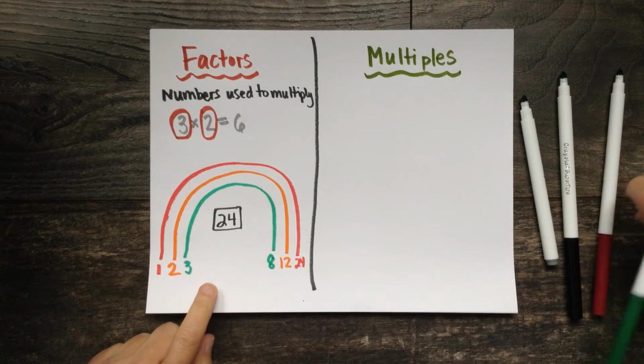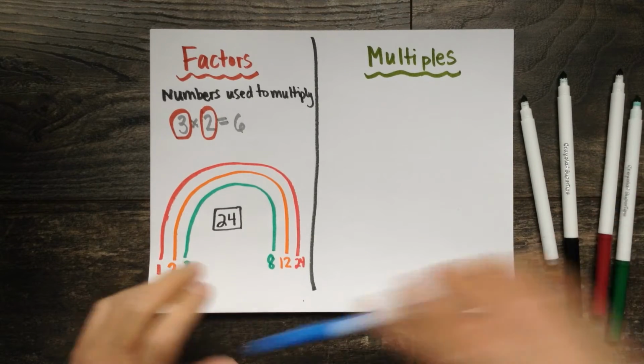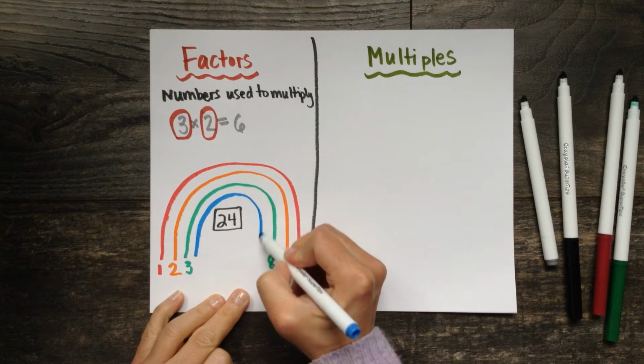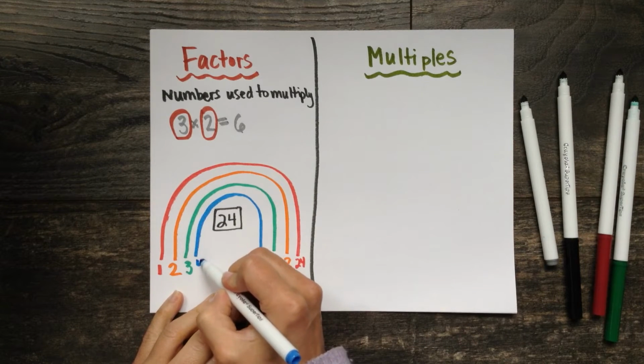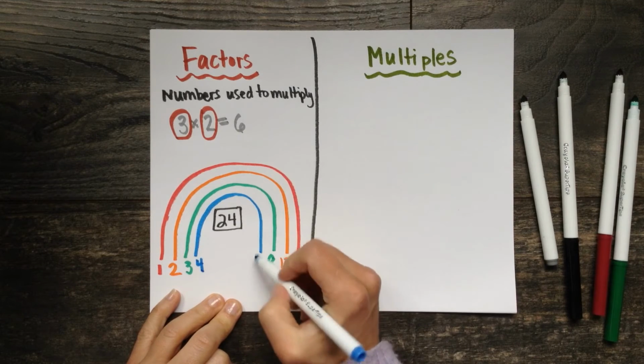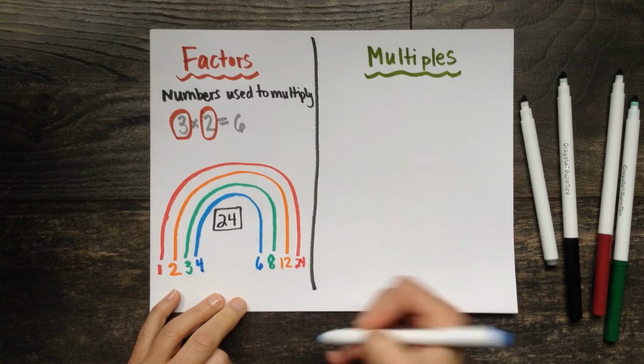Oh, I feel like there's more. As a matter of fact, I know there's more. So let's add another part to our rainbow in here. And I have here 4 times what? 6. You said it. Well, if you said it, good for you.